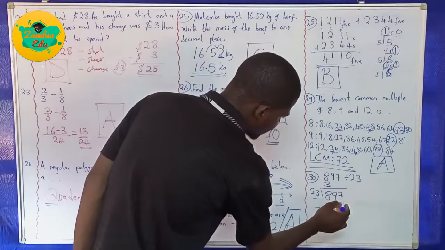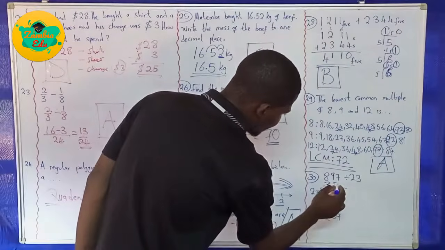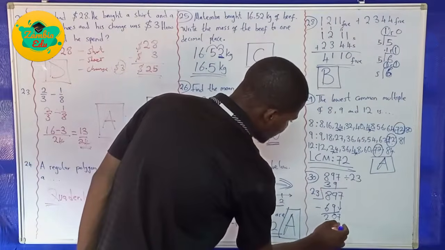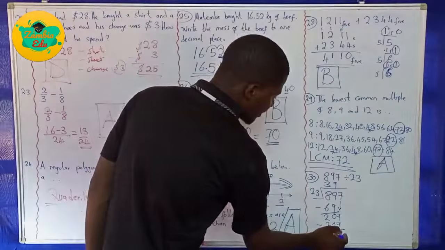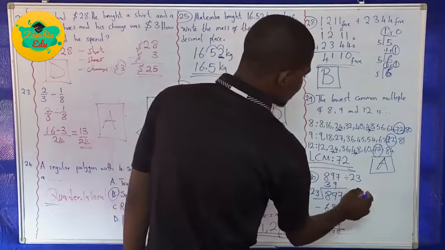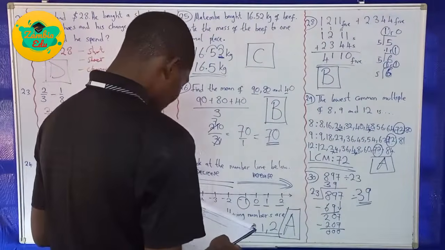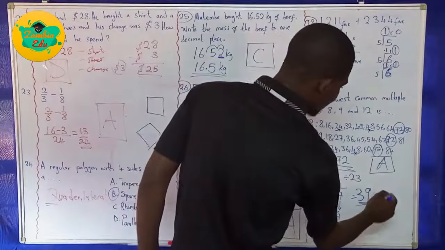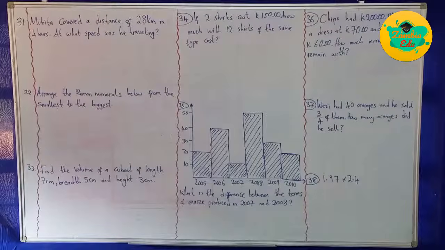23 into 20 it can't, so drop down the 7 to make it 207. 23 into 207 goes there 9 times. 9 times 23 is 207. Then we subtract, and we get 0. So we know that here our answer was equal to 39, and the answer 39 was represented by option D. And so the answer there was D.